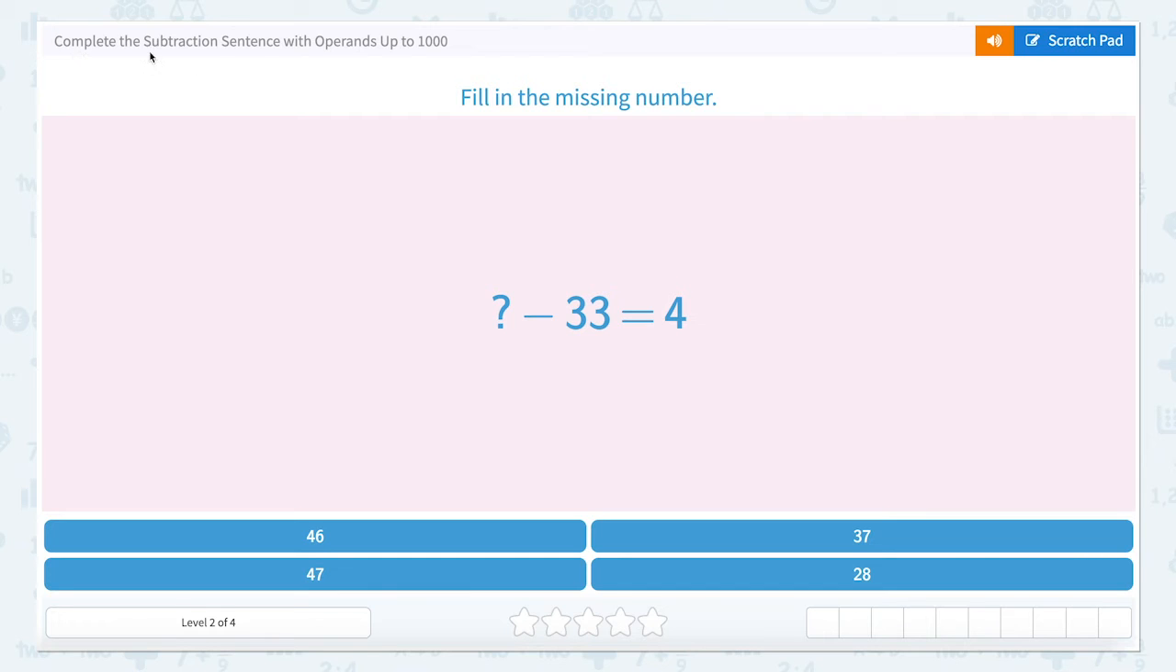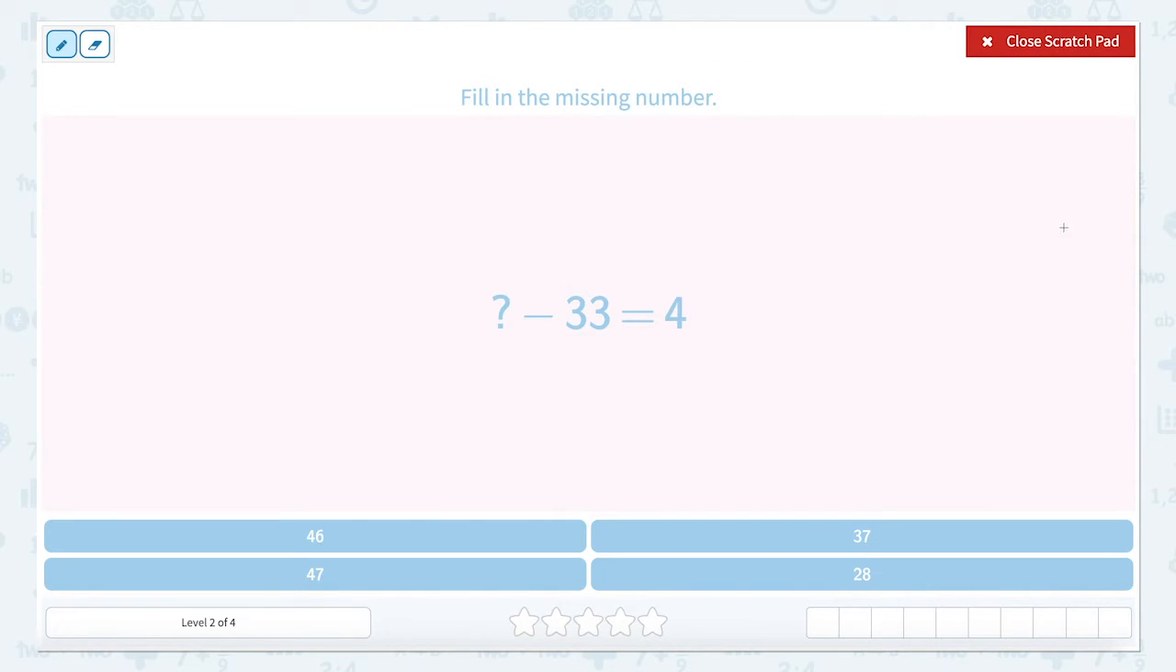Working on completing the subtraction sentence with operands up to 1,000. So our first question here is fill in the missing number. Let's use the scratch pad to help us rewrite this sentence. A subtraction sentence can be rewritten as an addition sentence.